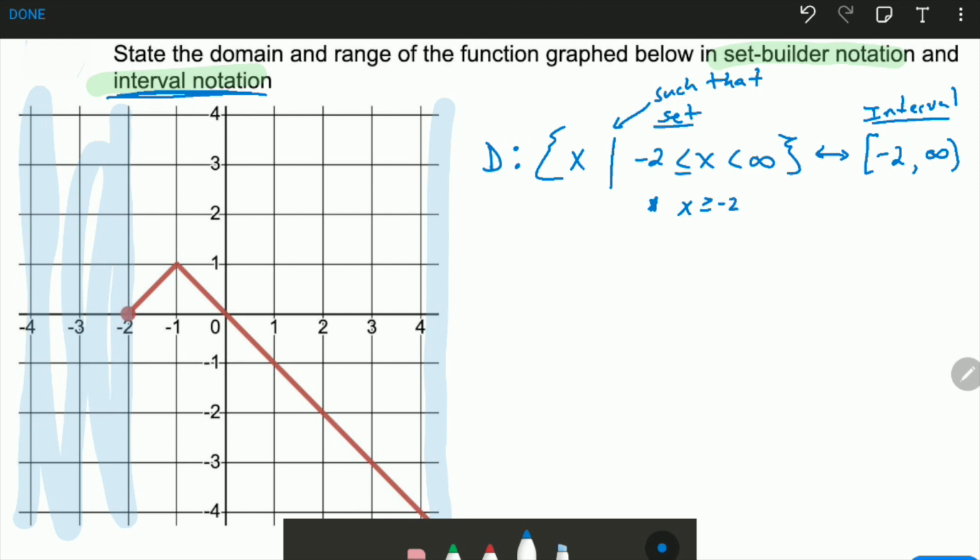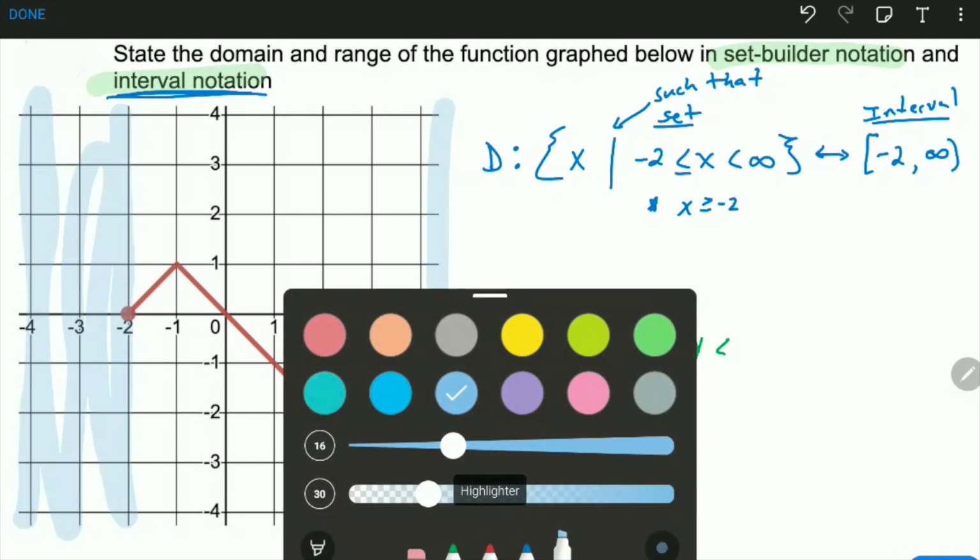Now we're going to take a look at range, doing the same thing. I'm going to leave myself a little bit of space and give myself that same sort of setup. So we have our room for all of our numbers. Now let's start shading.